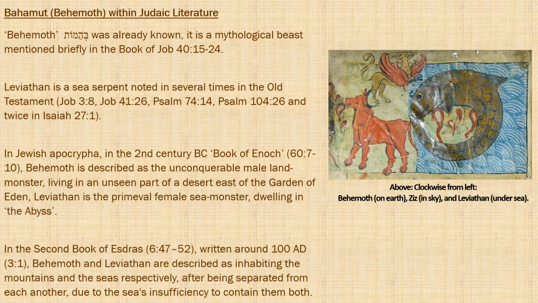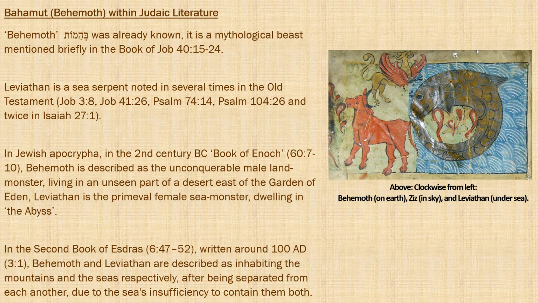Leviathan was called Lutiaya by Ibn Abbas earlier. Leviathan is a sea serpent noted several times in the Old Testament. In Jewish apocryphas, such as the 2nd century BC Book of Enoch, Behemoth is described as the unconquerable male land monster living in an unseen part of a desert east of the Garden of Eden. Leviathan is a primeval female sea monster dwelling in the abyss. Here is a 13th century AD manuscript featuring the other great creature.